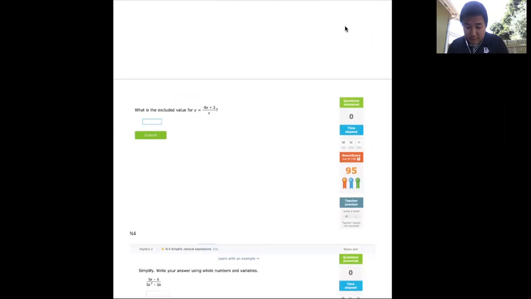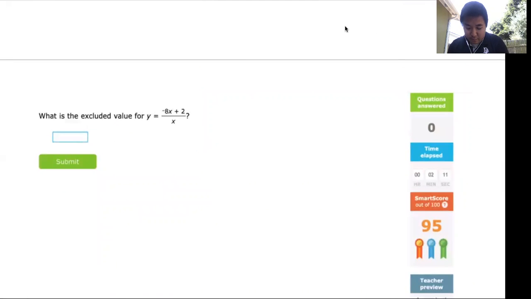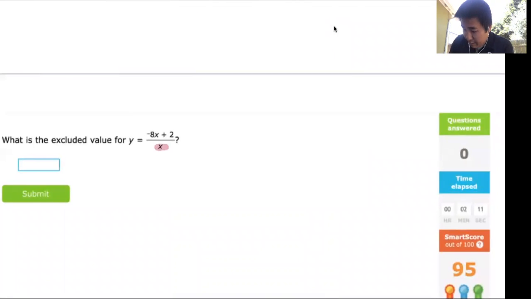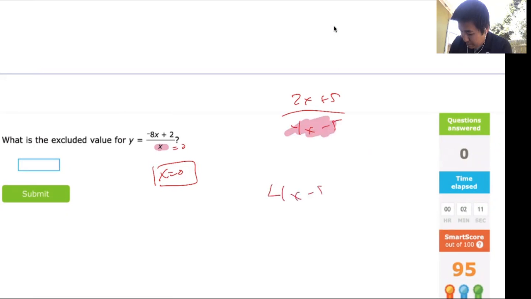What is the excluded value for? For the excluded value, you just set the denominator equal to 0. So x equals 0 in this case. But that's an easy one, so let me give you a harder one: 2x plus 5 over 4x minus 5. You set the denominator equal to 0, and then you get 4x equals 5. And 4 divided by 4, x equals 5 over 4.